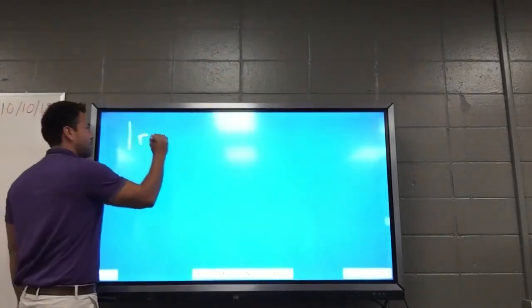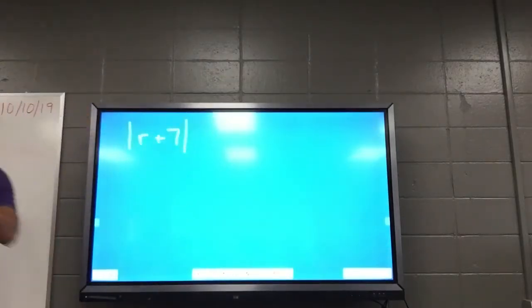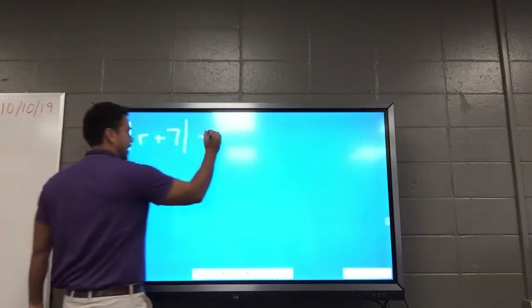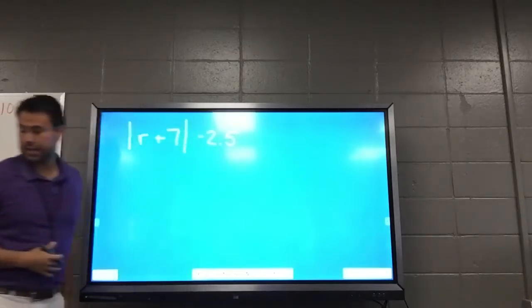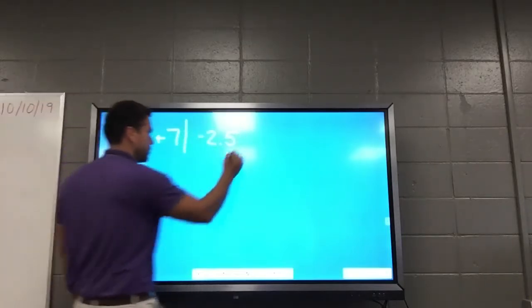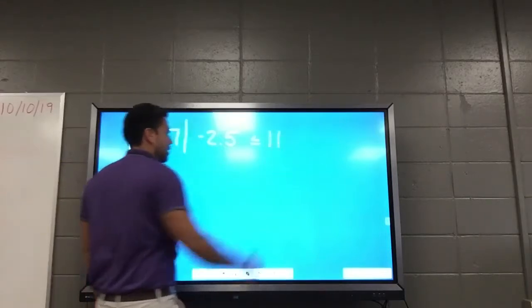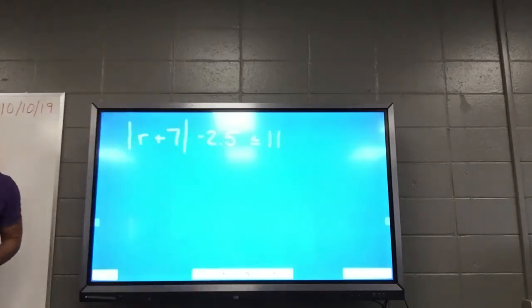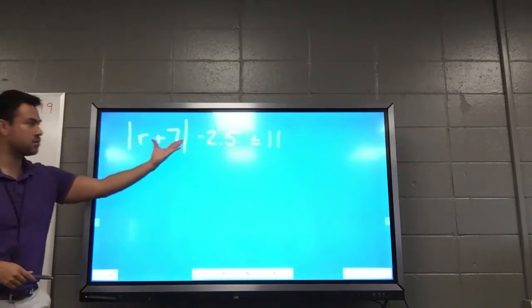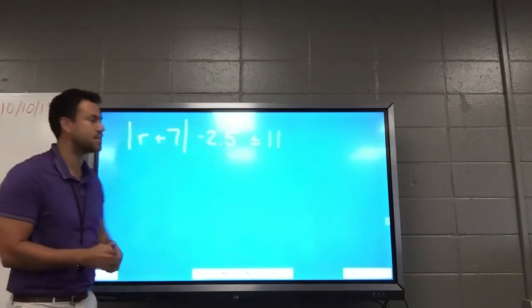Absolute value of r plus 7 minus 2.5 is less than or equal to 11. Okay, what's my first step on these problems, guys? Isolate the absolute value. Get the absolute value all by itself. It is not by itself. It has a negative 2.5. So what do I do to both sides?